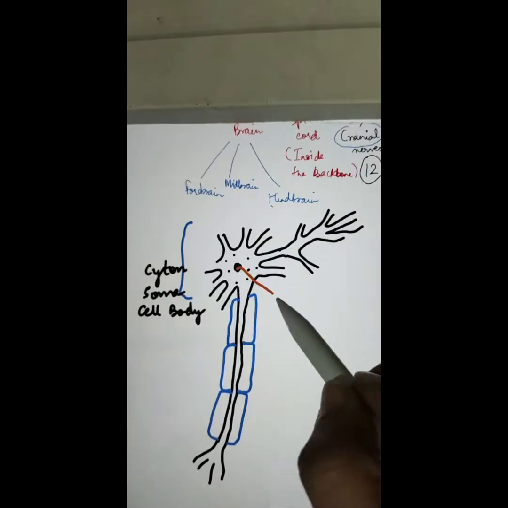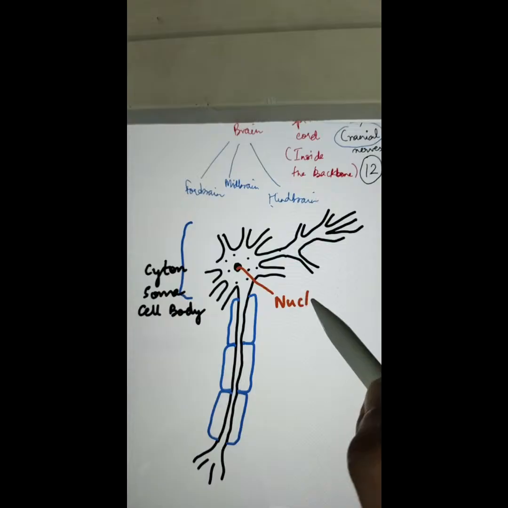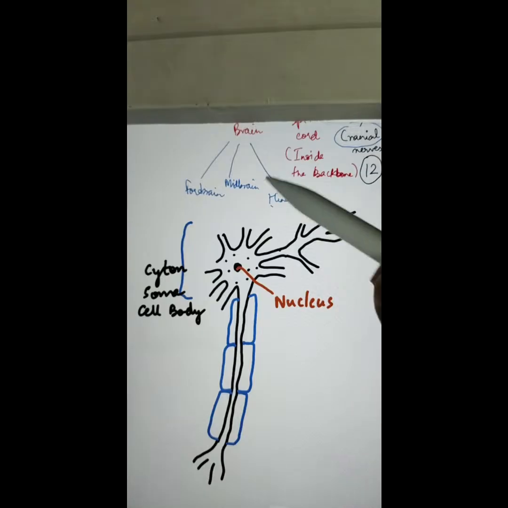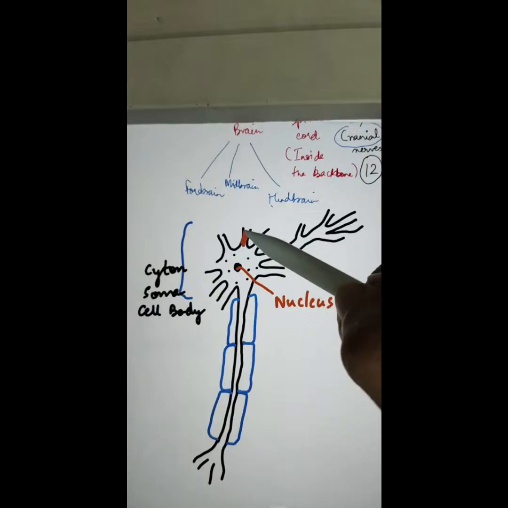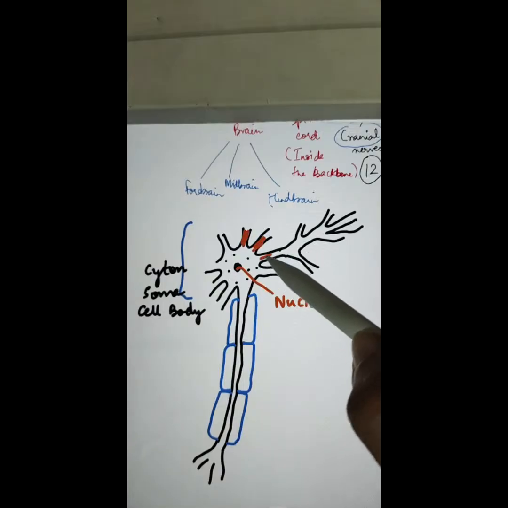Obviously, the structure which is seen in the cyton is known as the nucleus. So make sure that if a question comes, where is nucleus present, in the cyton or soma, then you should mention the name of this. So nucleus is present in the soma, cyton, or the cell body. All these parts which I am coloring right now, these parts, right?